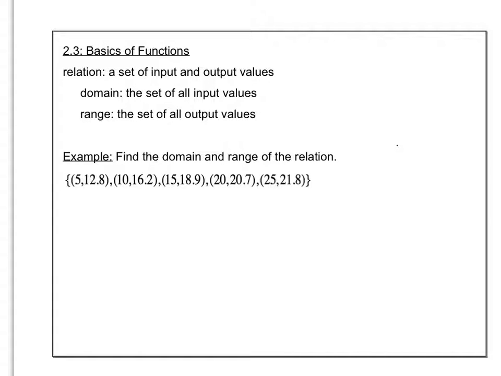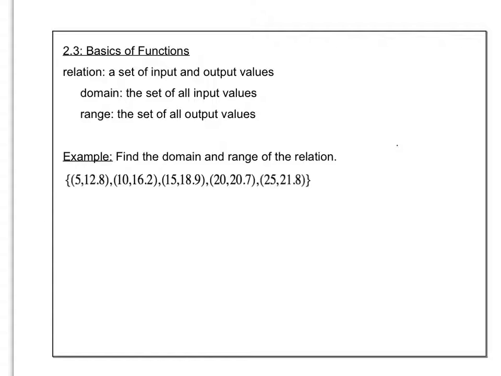So the first part of today should be really easy. We're going to talk about domain and range and relations, and then we're going to get into functions. A relation is just when you have a set of inputs and outputs. They don't necessarily belong to anything else, but it's just going to be a list of numbers. The domain is the set of all inputs, and the range is the set of all outputs.